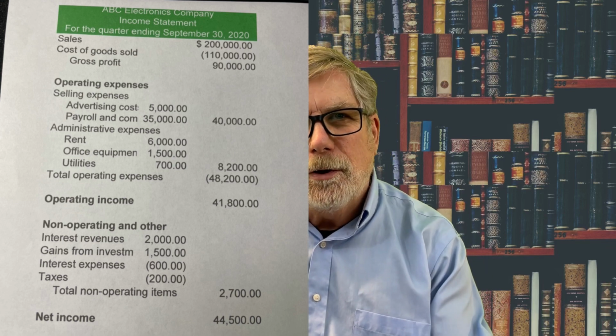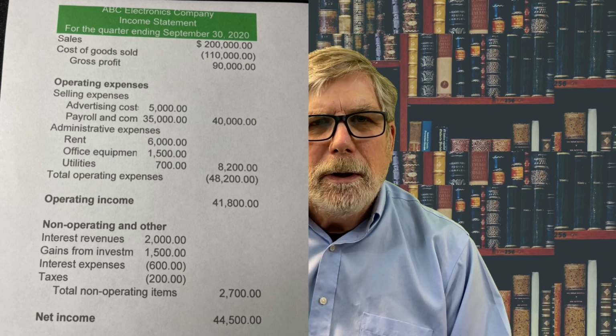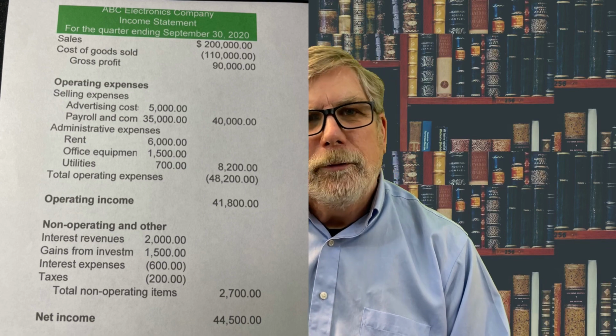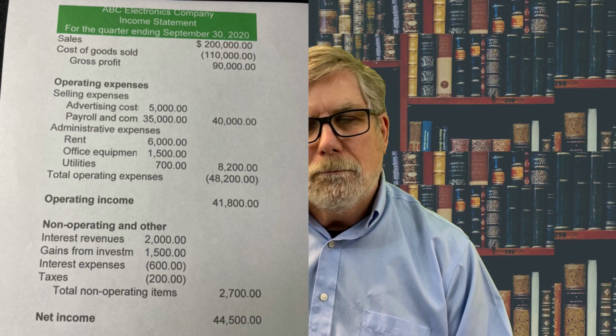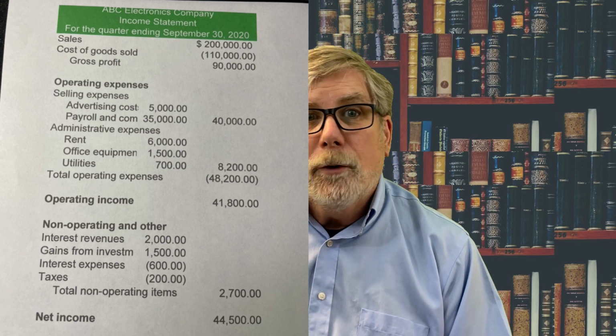Probably one of the easiest examples would be a retail company, because they're just buying a product, marking it up, and then selling it. So really the cost of goods sold is just the cost of that product.